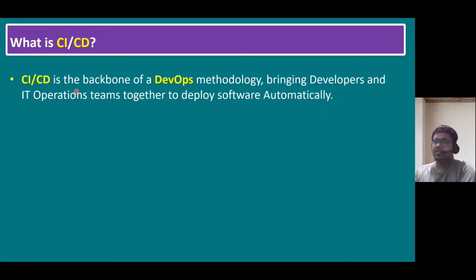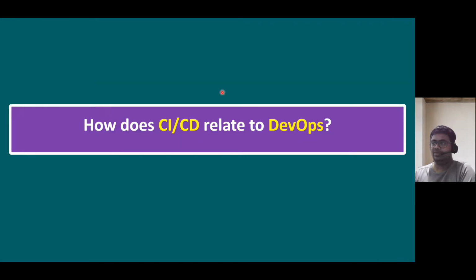So CI/CD is the backbone of the DevOps methodology, bringing developers and IT operations teams together to deploy software automatically. So the keyword is automatically, and it is the backbone of the DevOps methodology. Now let's talk about how CI/CD relates to DevOps.